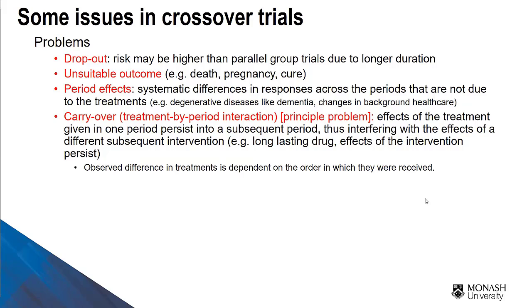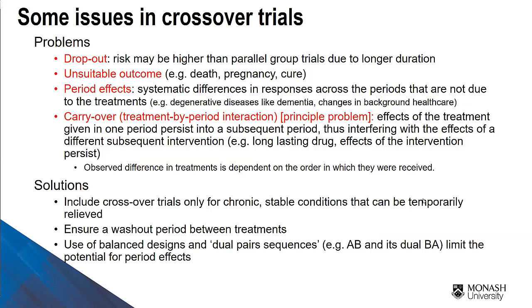And it's something that we really want to avoid. So some solutions to some of these problems are: it's only sensible to undertake crossover trials for chronic stable conditions that can be temporarily relieved. So these are often trials that are done in asthma, for example. We want to ensure that there's a reasonable washout period between treatments so that the drug can dissipate from someone's system.